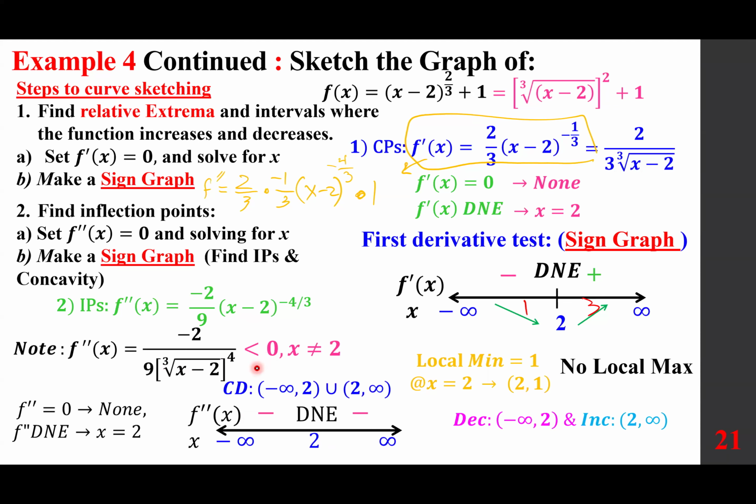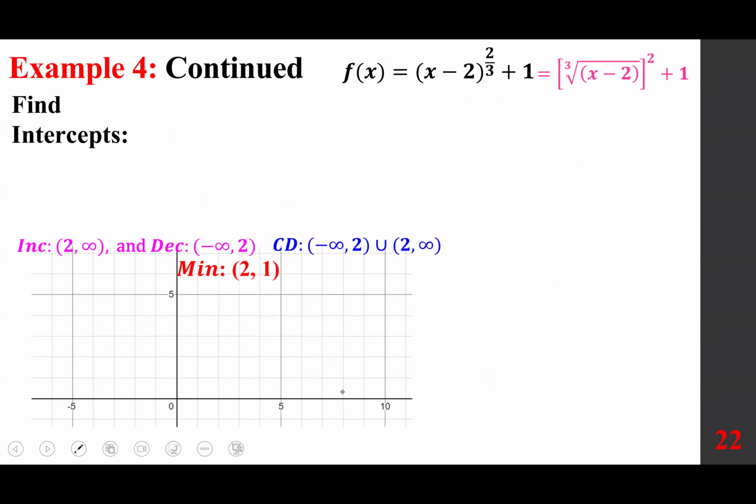So a quick recap. F of x is given, we differentiate. We do the sign graph for the first derivative test to find local extrema and intervals of increasing, decreasing. We differentiate it again, becomes f double prime, and we notice it's always negative unless x is equal to 2. So it's always concave down. We write it in this fashion. And now we want to graph it.